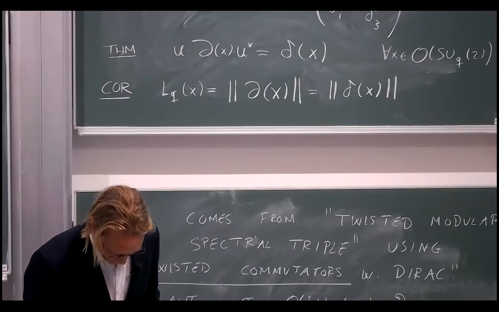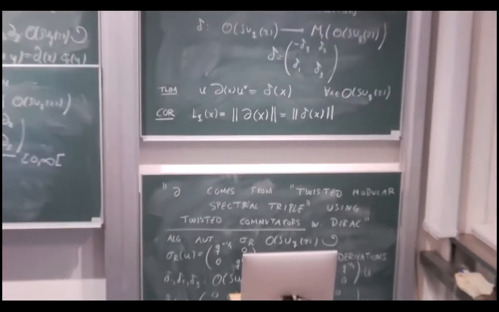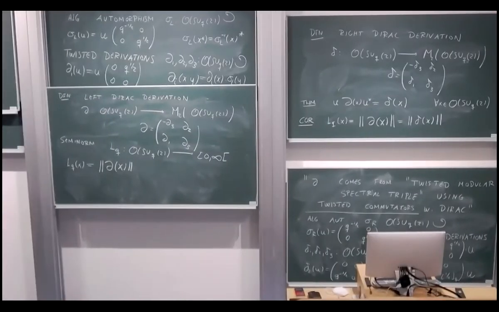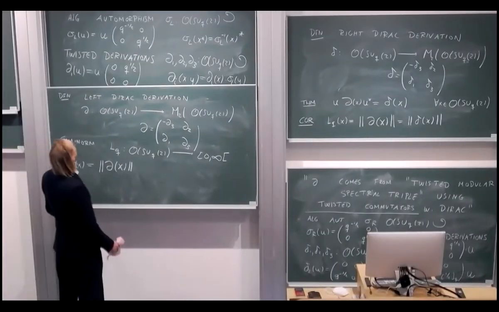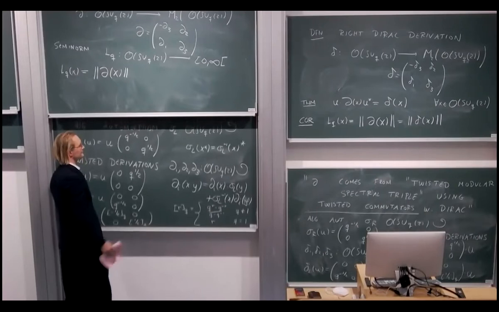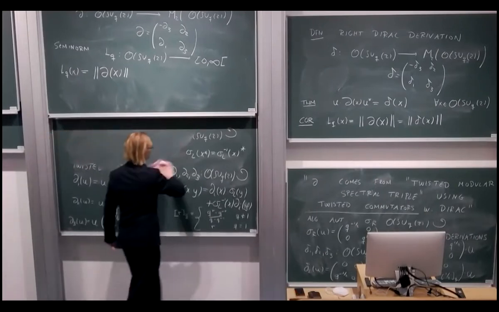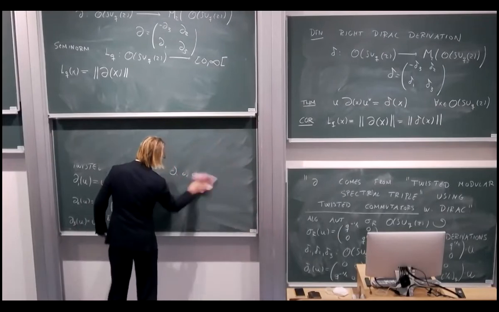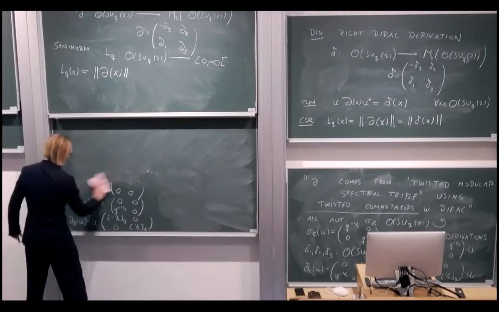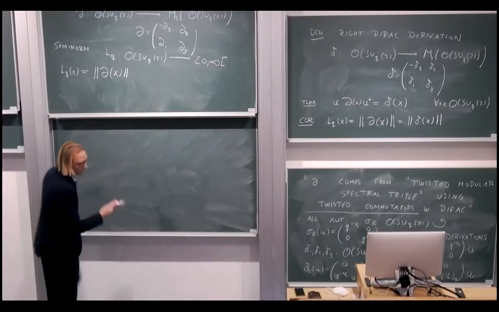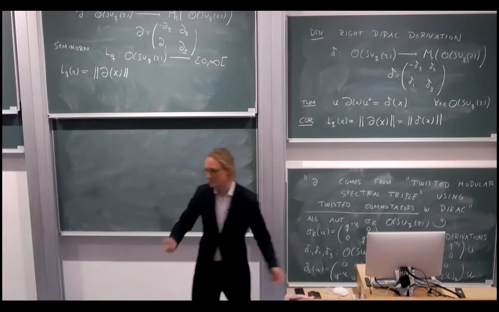Okay. So this was maybe the first part of this talk, which was about quantum SU(2). And now comes the second part, which is about compact quantum metric spaces. I'm going to zoom out quite a bit and give a little bit of introduction to compact quantum metric spaces. So this is a much more general framework.